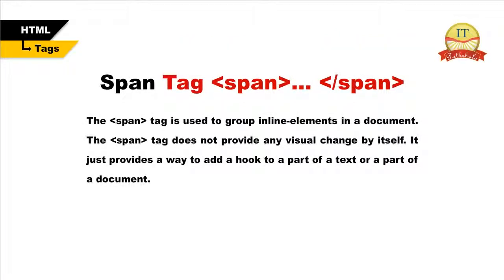Span tag. The span tag is used to group inline elements in a document. The span tag does not provide any visual change by itself. It just provides a way to add a hook to a part of text or a part of a document.